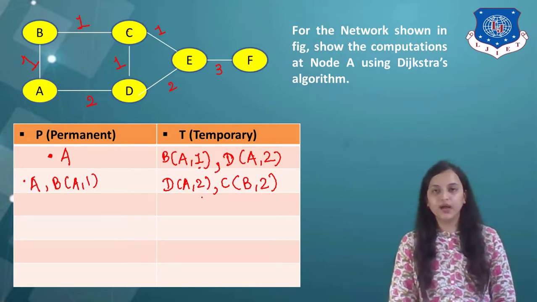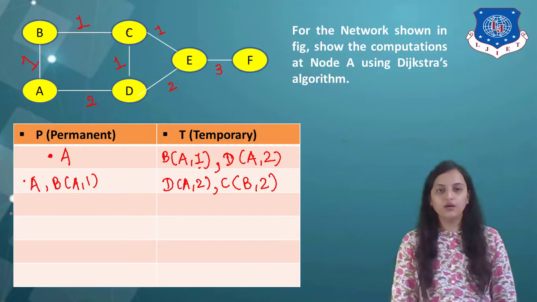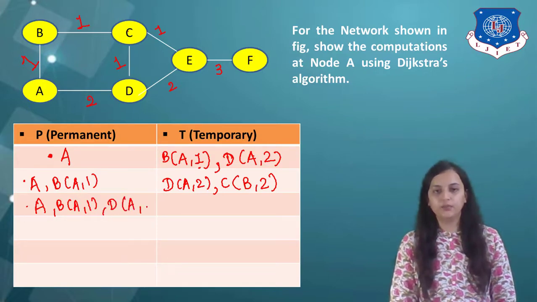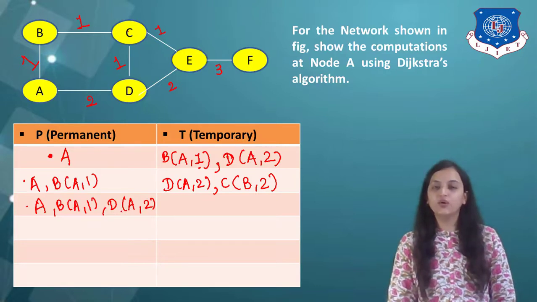So we need to give the priority to this one. So now I am shifting this on the permanent side. So on the permanent side, I will have the value A, B, A, 1, and now D is shifted to the permanent side. Okay, as D is shifted on the permanent side, we don't need to write down it on the temporary side. So over here, we need to carry forward only CB2.